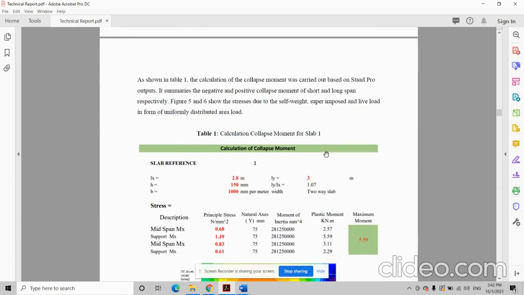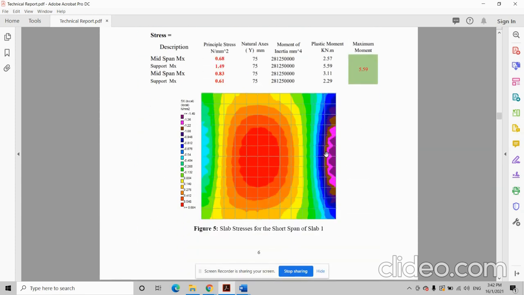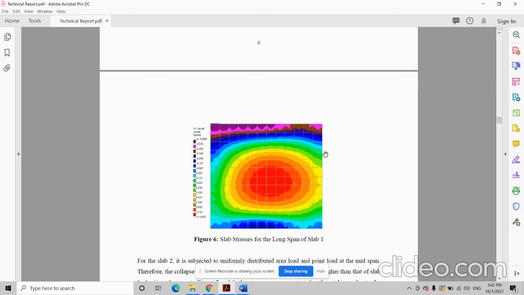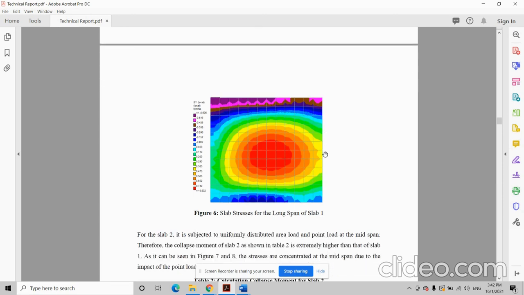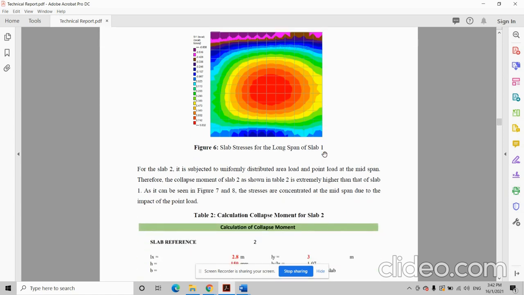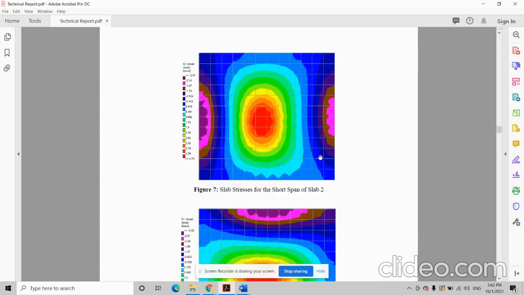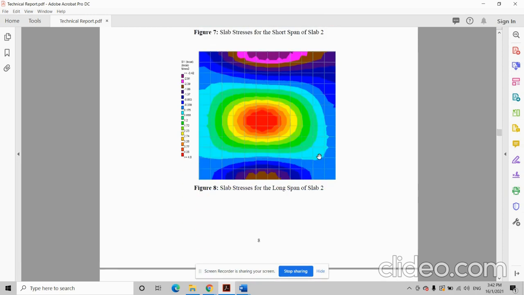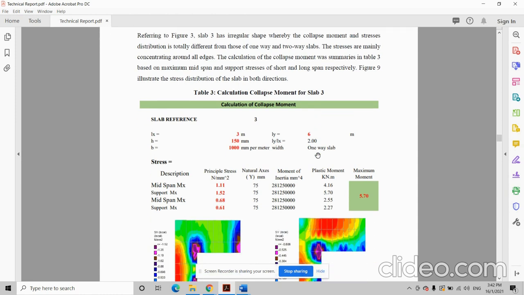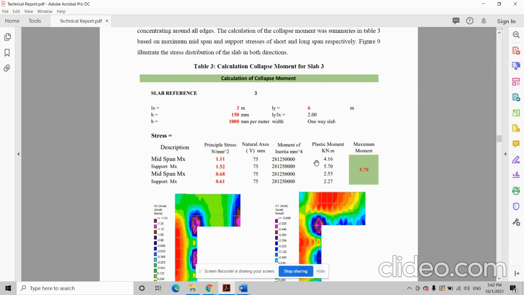For slab 2, as it is subjected to uniformly distributed area load and point load at the midspan, and slab 3 that has an irregular shape whereby the collapse moment and stress distribution is totally different from those of one-way and two-way slabs.